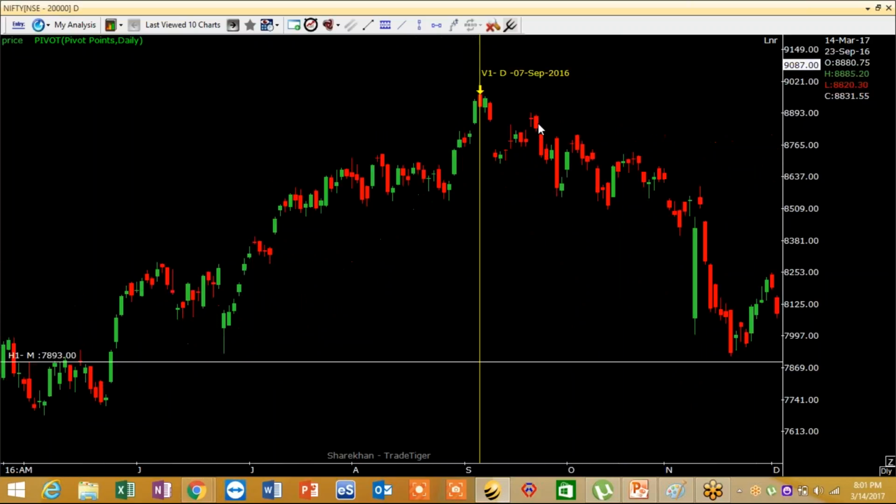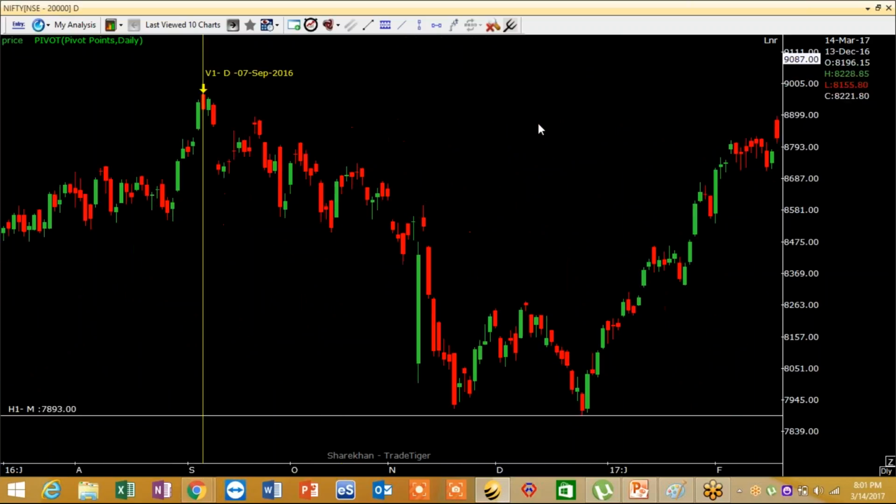Then what happened after that? See, market fell down. Can you see this? So as soon as we saw this candle, if we are long in Nifty, we will be a little more cautious, right?